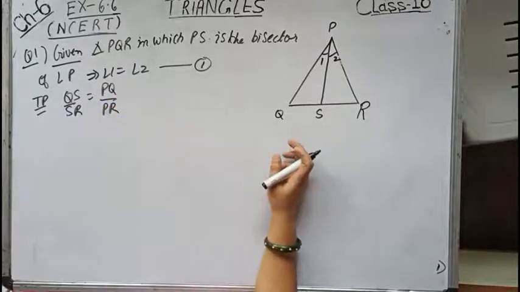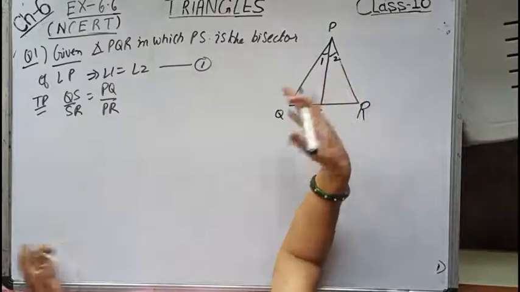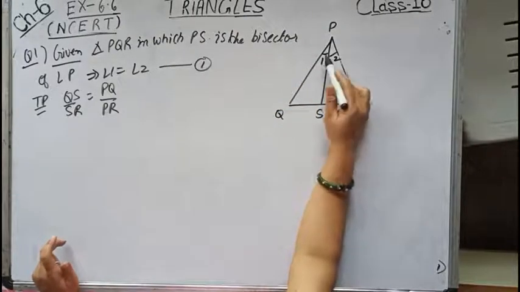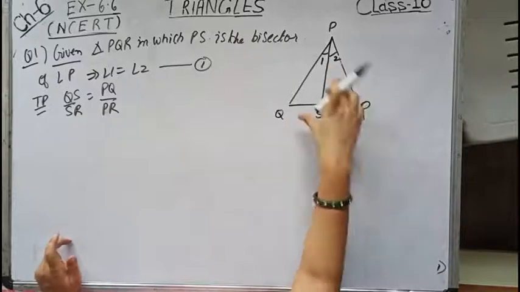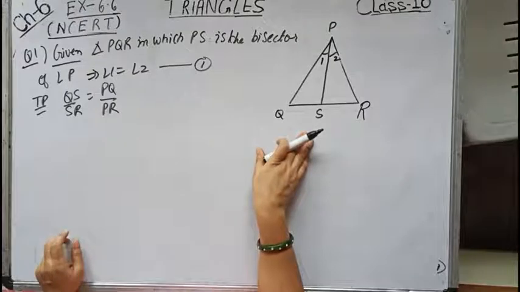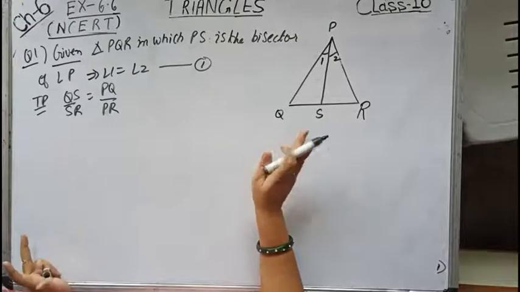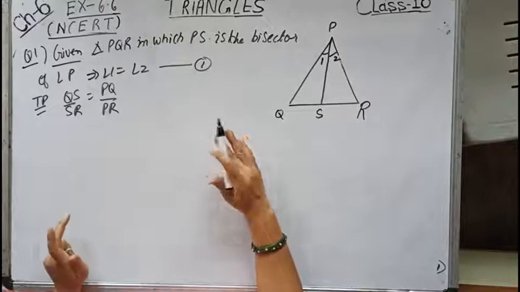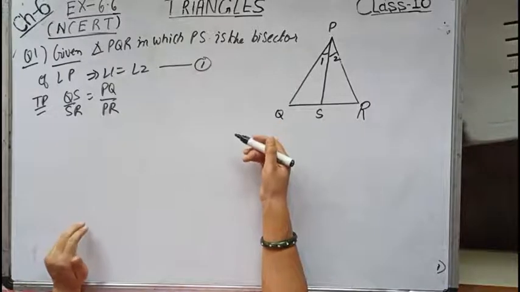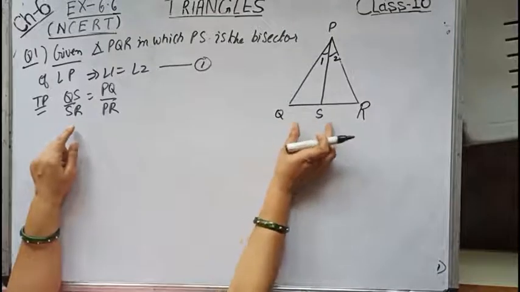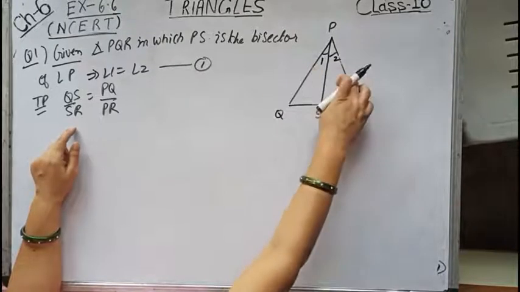Now see over here, if I again repeat the question as well as what is to be proved: if PS is the bisector of angle P, then QS by SR equals PQ by PR. This is also called the angle bisector theorem. The converse of the angle bisector theorem is also there. Its proof is there in the solved examples of RS. You just refer to that as well. So we have to prove QS by SR equals PQ by PR.